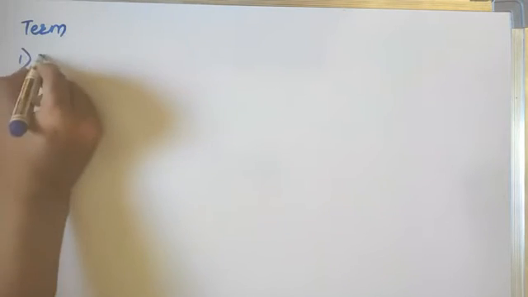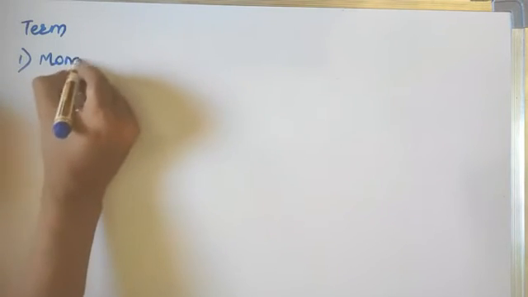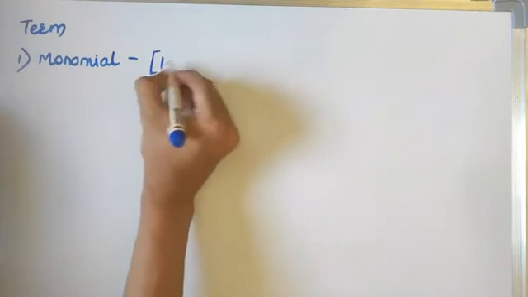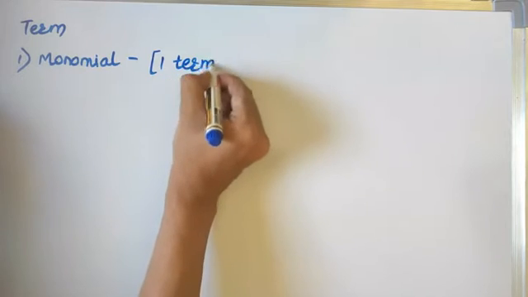After the basics, we will see the terms. What are the types of degrees in polynomial and what are the types of terms? So starting with terms, the first one is monomial. Monomial means consisting of one term.